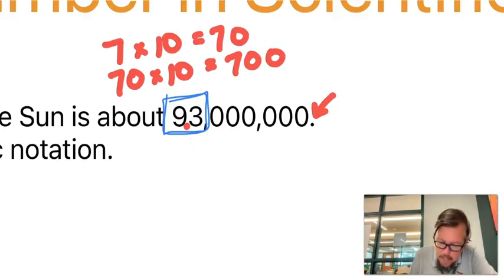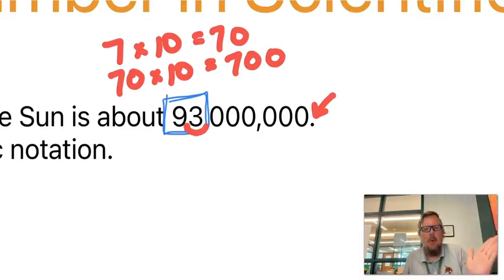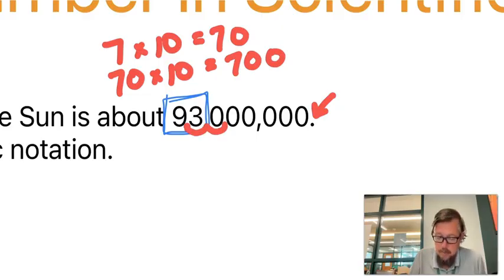So let's count. There's one spot that we'd move the decimal to move it from 9.3 to 93. That's moving the decimal one time. So that's multiplying by 10 once. If we move it again, this is multiplying by 10 two times. That would give us 930 if we move the decimal there. If we move the decimal again, that's moving the decimal three times. That would give us 9,300, and so on.